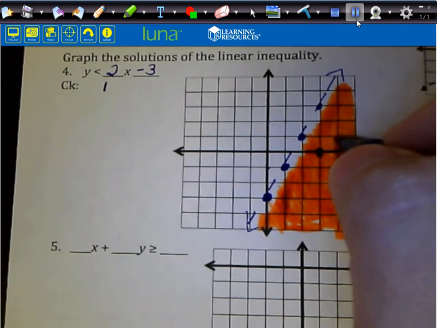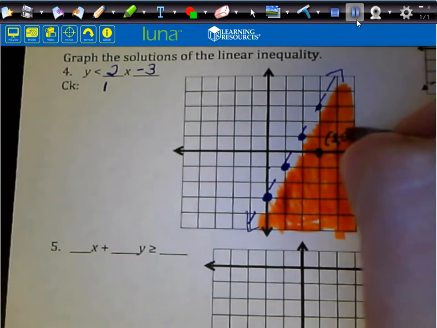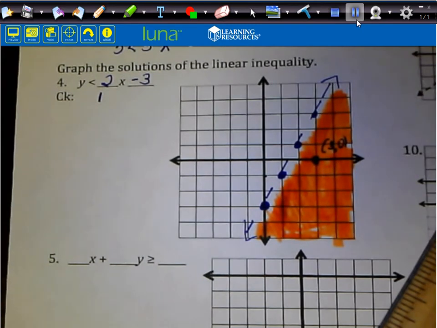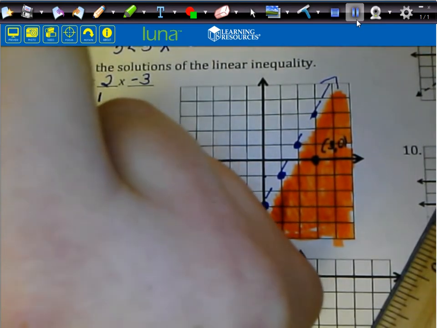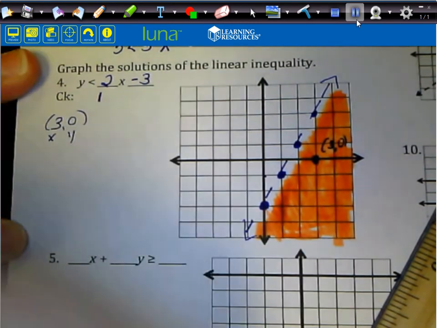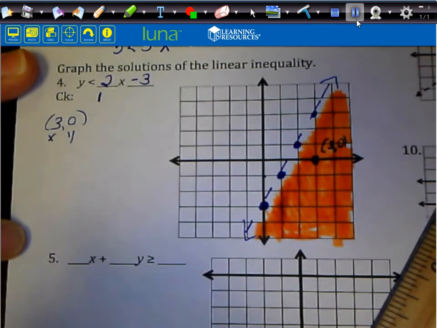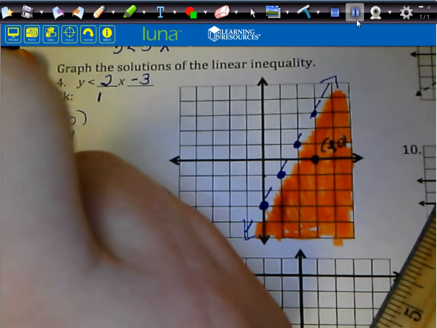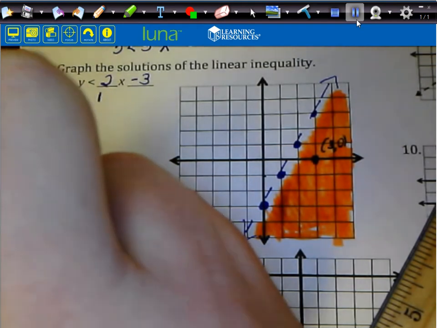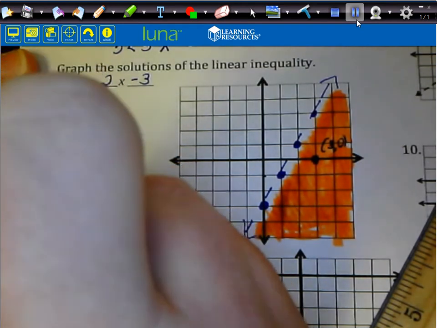This one's (3, 0). If I can ever use (0, 0), I'll make sure and use that one, but here I can't because the origin's not in the shaded region. So I'm going to use the point (3, 0), my x and my y, and I'm going to plug it back into my equation. So I'm going to say 0 is less than 2 times 3 minus 3.